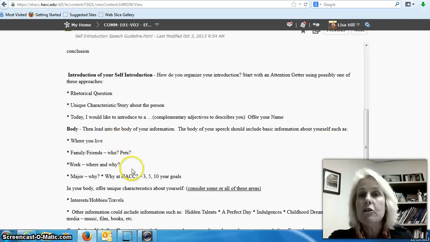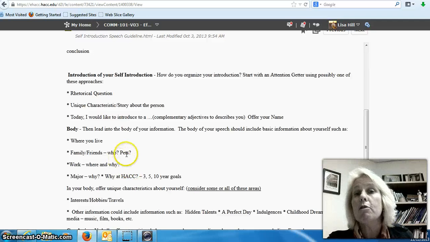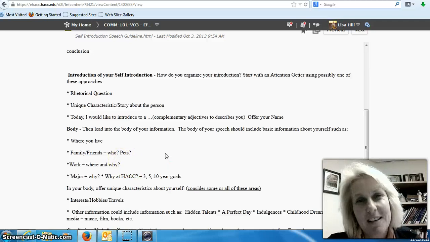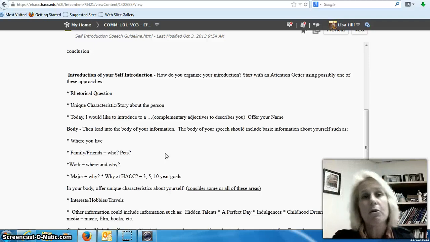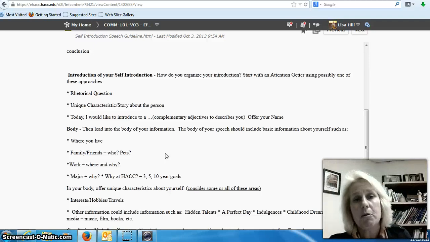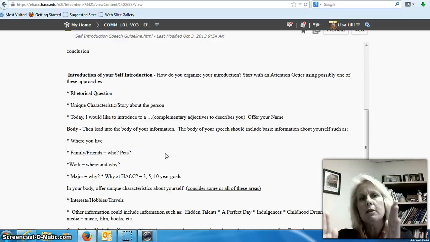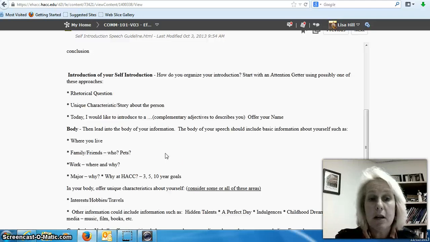And some information that you definitely want to cover is where you live, your family and friends. And you don't have to give us your address or anything like that, but do you live in Harrisburg, or do you live in Lebanon? Do you live in Gettysburg? Your major, some of your goals, some of your interests, how you would want to offer that information to the folks that you feel is important, that we need to know.